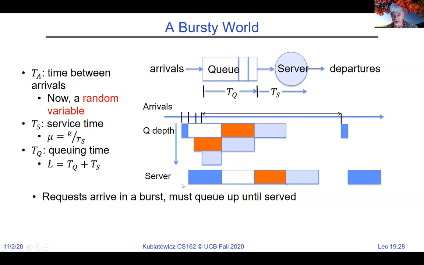The blue person is very happy because they get their hamburger in their normal time, but white is not so happy because white waits from the point they came in until a much longer period to get their hamburger, because they're sitting in the queue. Orange is even worse. Orange comes in and has to wait until here to get their hamburger. And light blue has to wait until there, so light blue is really waiting a long time. So just the addition of burstiness, even with the same average time, T sub A, we end up with a hugely increased waiting time.